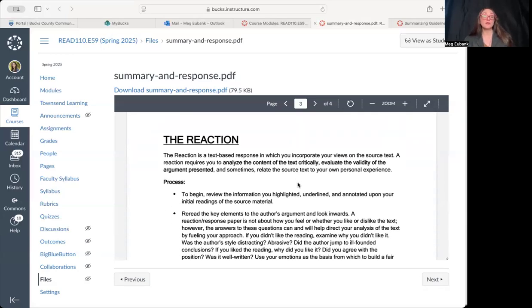Now we move on to the reaction or the response part of it. This is the second part of the paper. Now, this is the part where you can put in your own opinions and your own thoughts. So the summary, you've just dealt with what the author said. Here's what the author said in a short version. Now I'm going to comment on it.